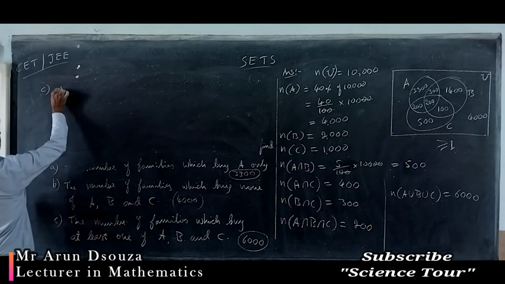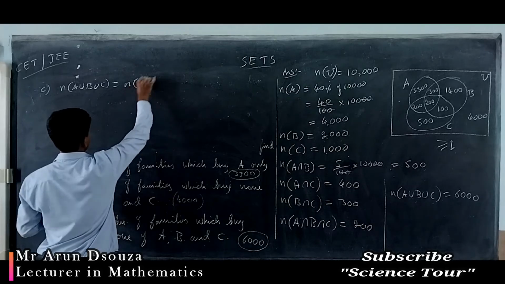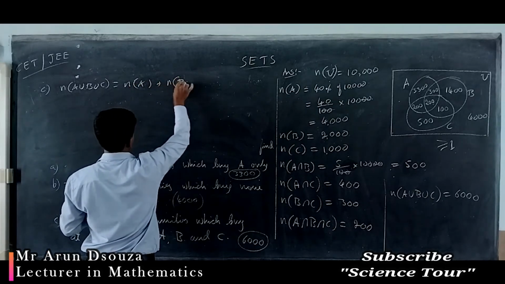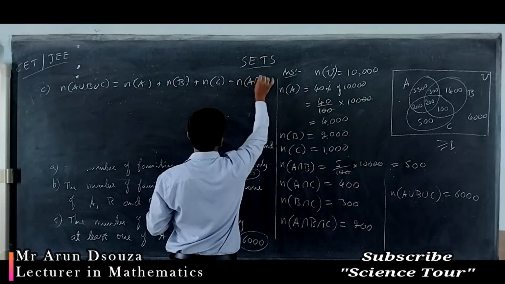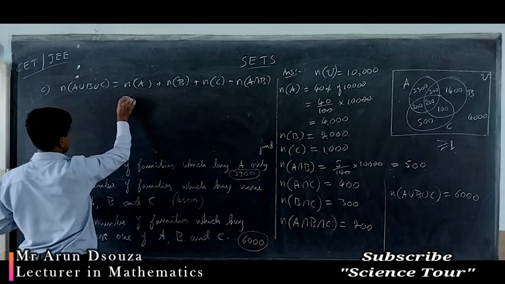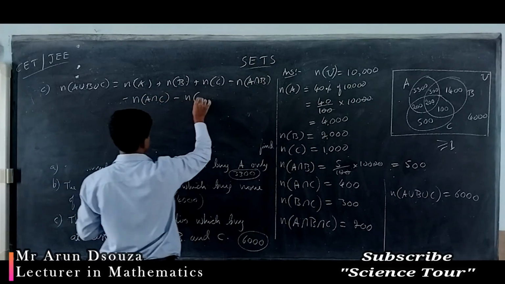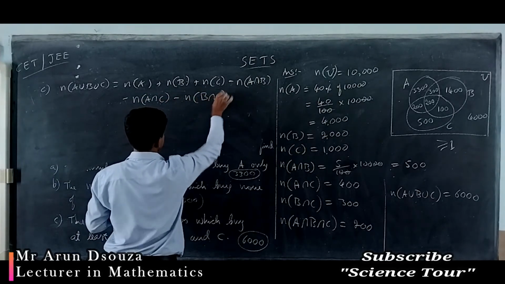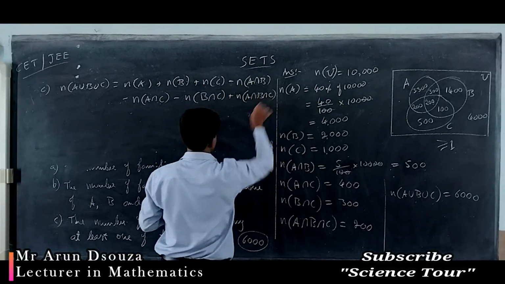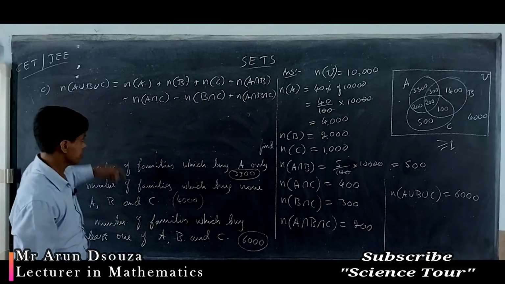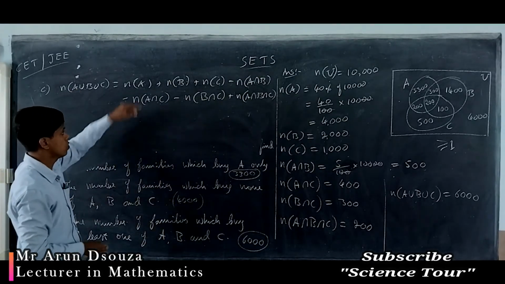n of A union B union C is n of A plus n of B plus n of C minus n of A intersection B, minus n of A intersection C, minus n of B intersection C, plus n of A intersection B intersection C. Now, this we do not know, correct?